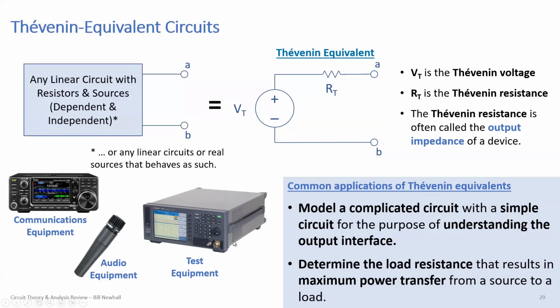And so what you're going to see is that if, for example, you have test equipment or audio equipment, you have this audio microphone and you want to deliver the most power possible from that microphone to an amplifier or to some other circuit, maybe a sound detection circuit, then you want to know, how do you maximize power transfer from that source, from that audio equipment to the load, to either an amplifier or maybe some other detection circuit. And that's where modeling that equipment as a Thévenin equivalent with a Thévenin resistance or output impedance is useful.